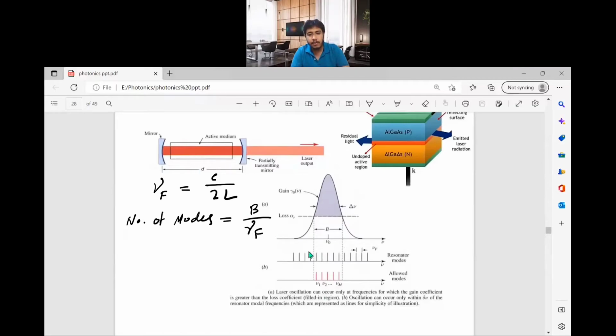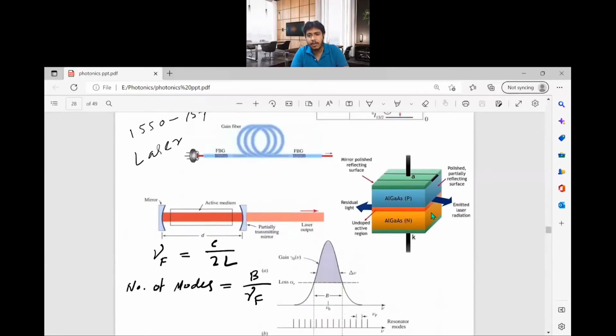So in this cavity, there are a lot of different modes. This is the frequency of the mode, c by 2L, where L is the length of this cavity and c is the velocity of light. The number of modes will be equal to the bandwidth B divided by this delta nu f. You have only those modes that have gain greater than loss. Only those modes will be emitted from this cavity, and they will be responsible for the lasing action.